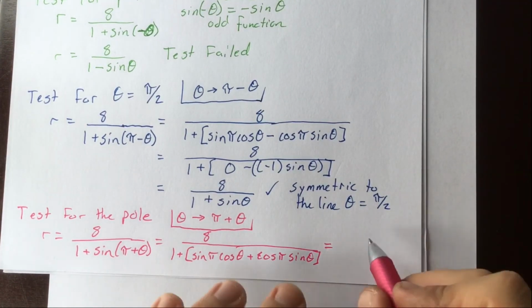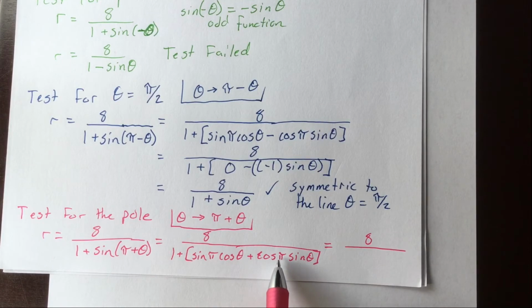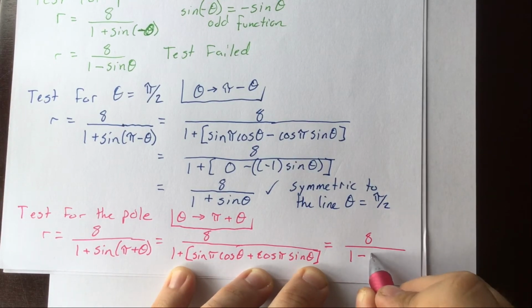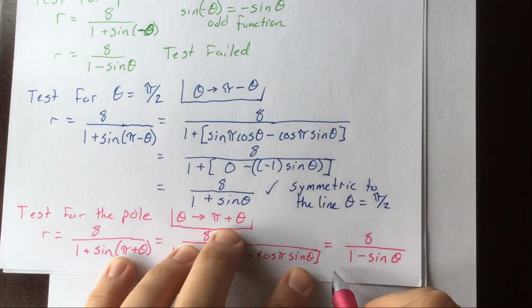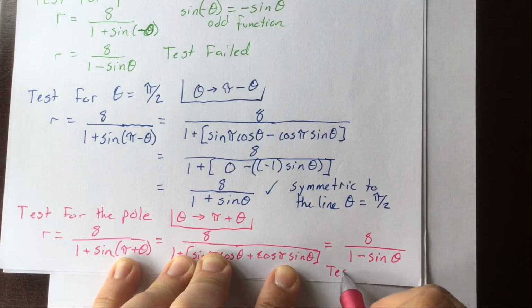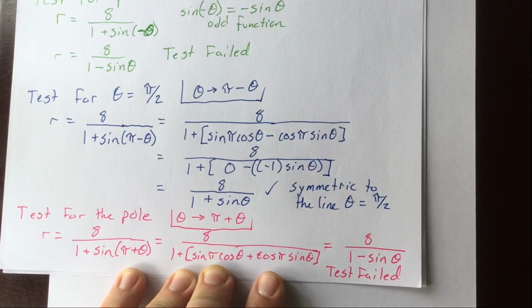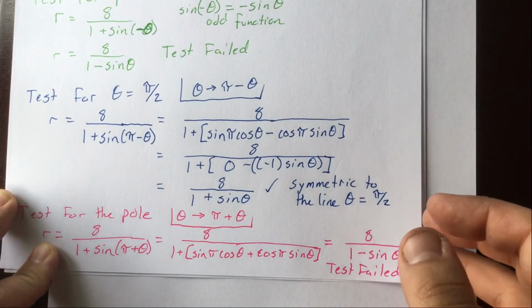Okay, so we get 8 over... sine of pi is 0, so this whole term is going to be disappearing. Cosine of pi is negative 1, but there's nothing to cancel the negative 1, so we get 1 minus sine theta, which is not the equivalent. So this would say test failed.